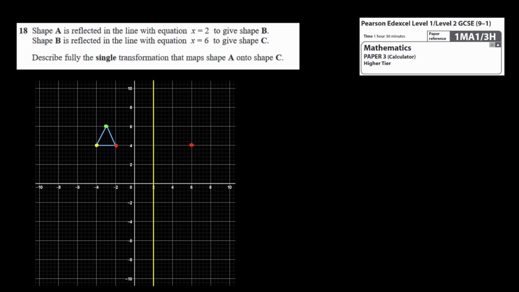So the red point will go to here. There will be no change in the verticals, so the reflection will be here.